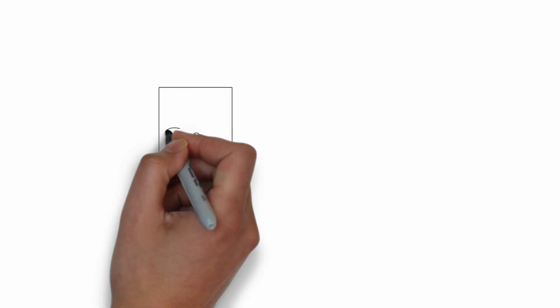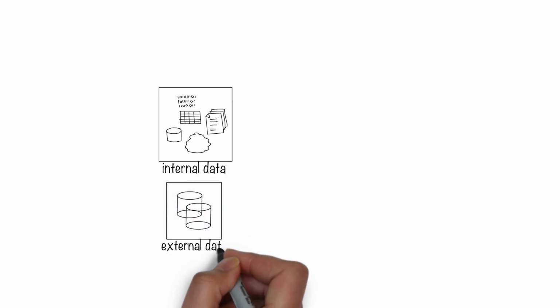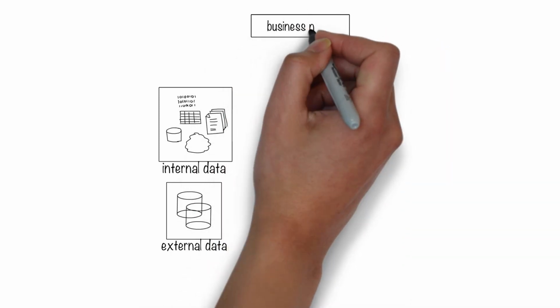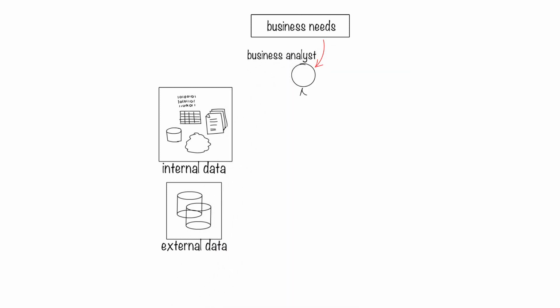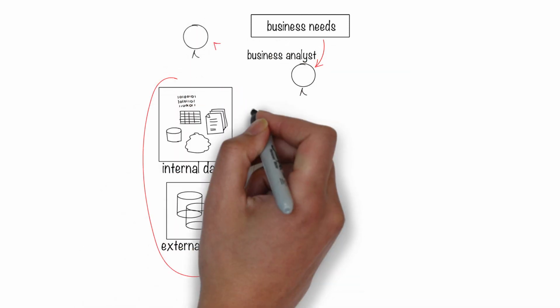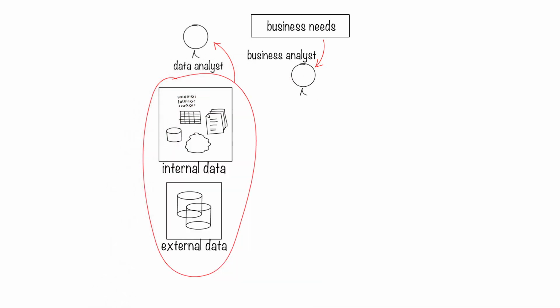First, we need to collect the right data, from internal databases, from external sources like the weather company, the automobile manufacturer, etc. A business analyst understands the business needs. He will then pass these requirements to the data analyst, whose job is to understand the data and determine what data is needed to address a business problem.